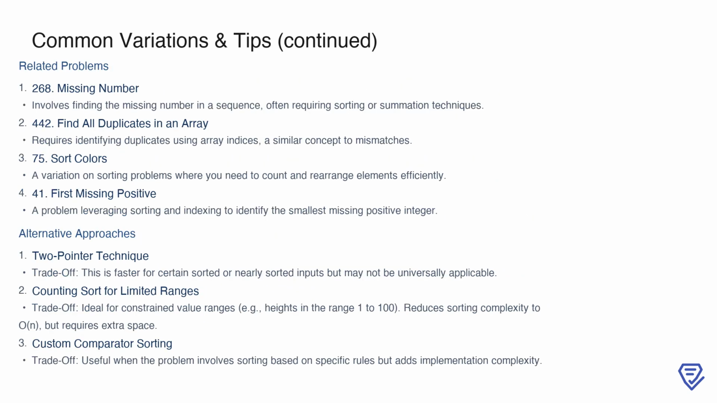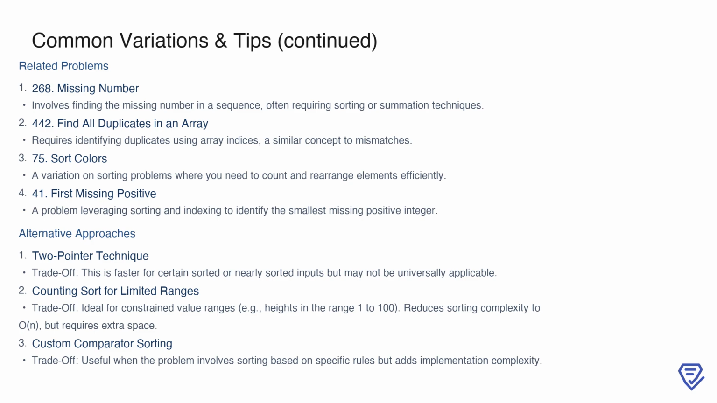This problem also shares similarities with several related problems that you might encounter. For example, missing number involves finding the missing value in a sequence, often requiring sorting or summation techniques. Find all duplicates in an array uses mismatches and array indices in a way that's conceptually similar. Another related problem is sort colors, which focuses on efficiently rearranging elements of specific types. And first missing positive involves using sorting and indexing to find the smallest missing positive integer.